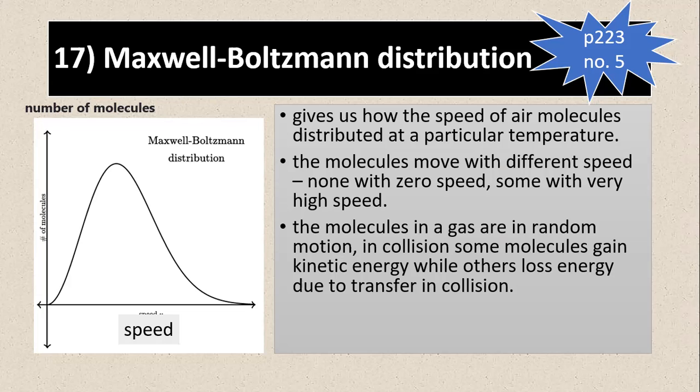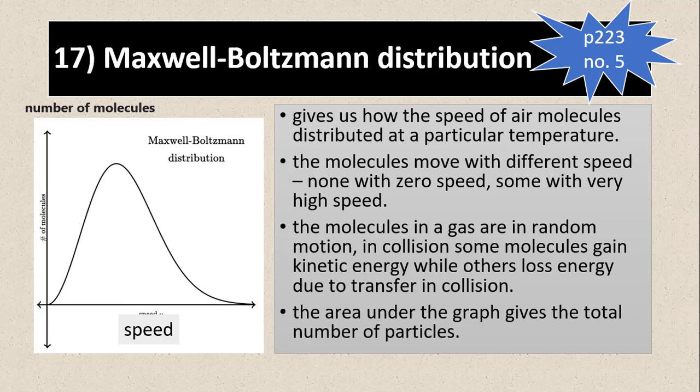So when they collide, one will lose kinetic energy, the other one will gain kinetic energy. So one will move faster, the other one will go slower. So that's why they all have different speeds, because they keep on colliding with each other. So the area under the graph gives the total number of particles.